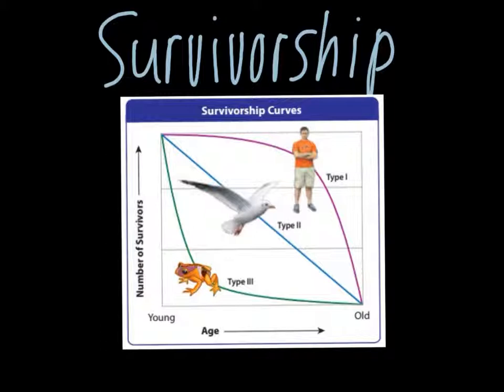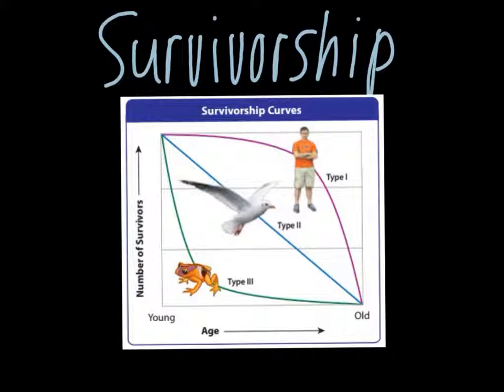Type 2 survivorship is interesting. This one is just a straight line going across the graph. What that tells us is for a type 2 individual, age doesn't matter. This individual is just as likely to die when they're young as when they're old. So age really has no impact on the survivorship of this species.